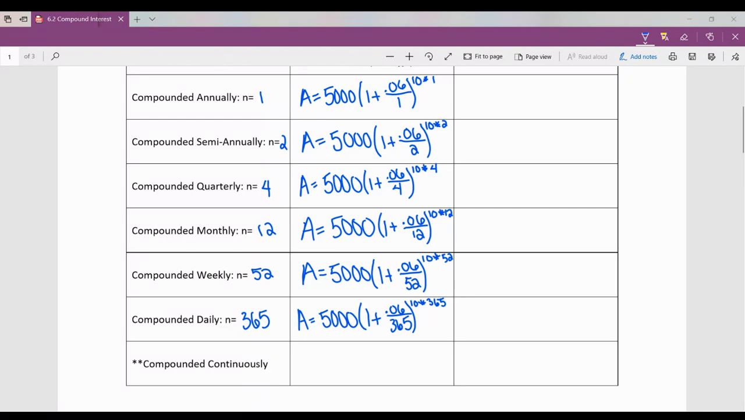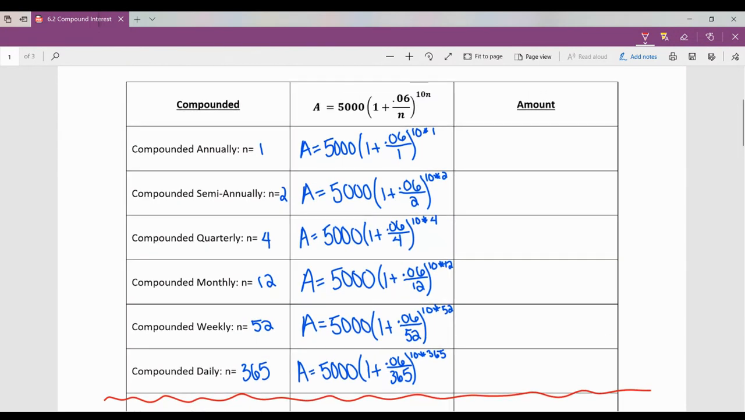Okay, so now we've got to talk about, because compounded continuously, you guys see how there doesn't have an n equal? Compounded continuously is totally different. So we're going to draw a little line there and hold off on that little row right there, because we'll come back to that in a little bit.